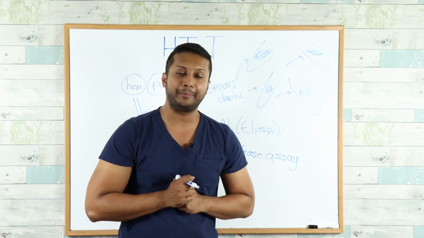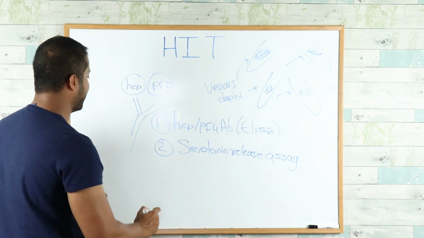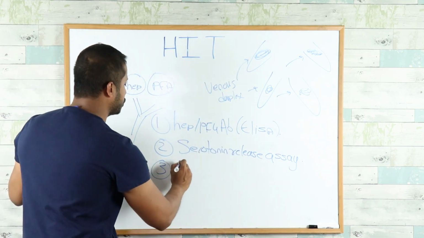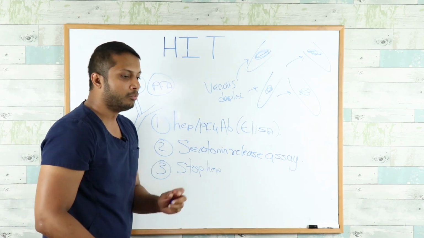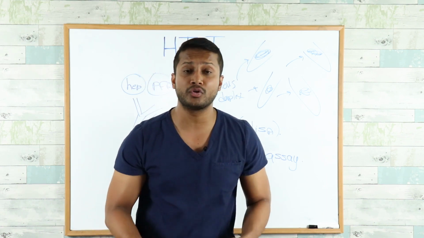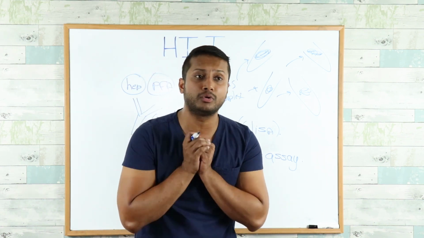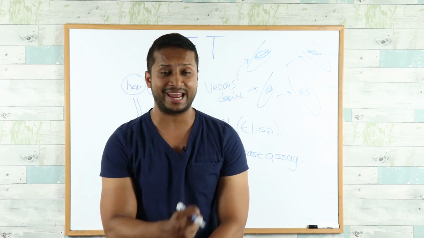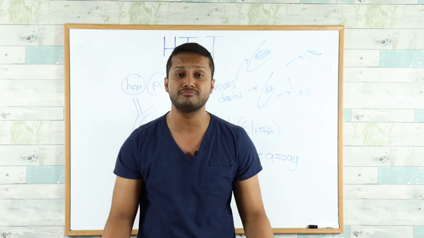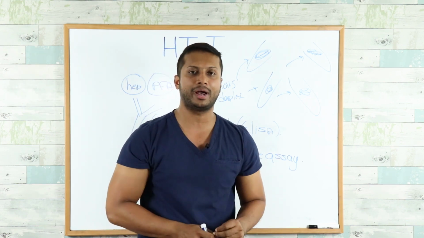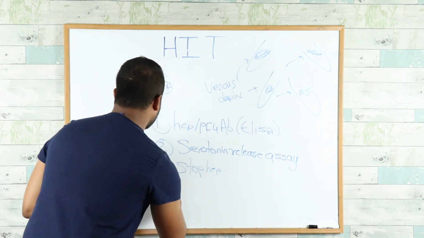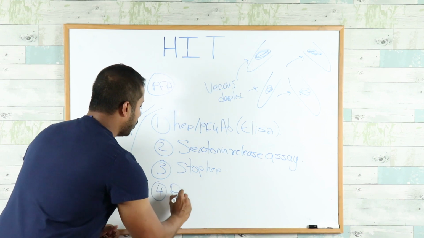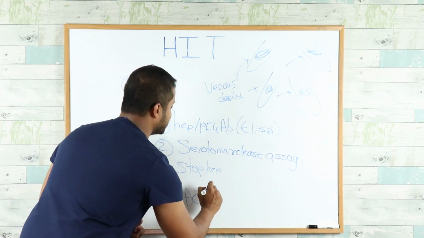What else do you need to do? Are you going to stop the heparin? Please do, guys. Please stop the heparin. Number 3, I'm going to put here, stop the heparin. But the moment you stop heparin, the patient is still prone to thrombosis, right? Which means you must anticoagulate these patients. What is the anticoagulation of choice? Your choice becomes argatroban.